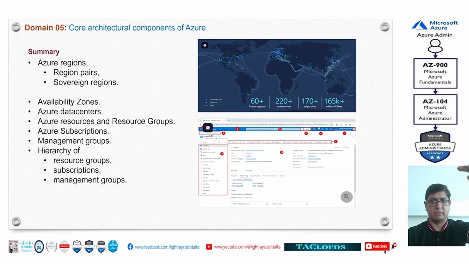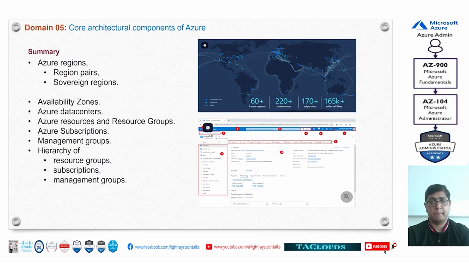First, region, then region pair, then sovereign region, then availability zone, then down to data centers. Inside that, you can have multiple accounts, and inside multiple accounts, you can have multiple subscriptions, and multiple subscriptions you can manage through a management group. Inside the subscription, you can create multiple resources or multiple resource groups. So a resource group is just an entity where you can put multiple resources. So we will finish this first session here, or you can say domain 5, which was related to the physical architecture of the cloud and the logical architecture of the cloud.